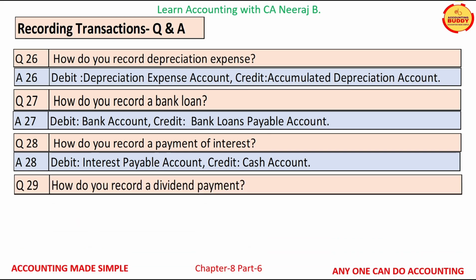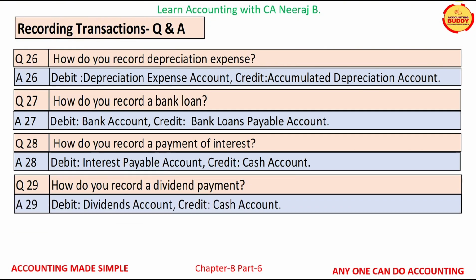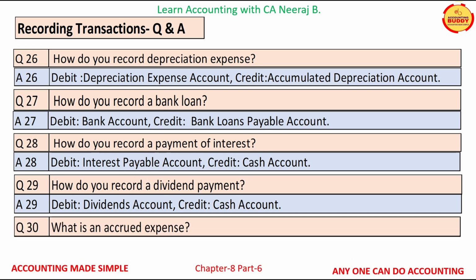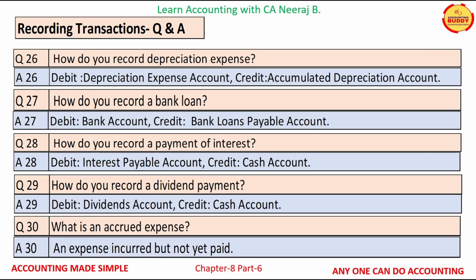Question number 29. How do you record a dividend payment? The answer is debit dividend account and credit cash account. Question number 30. What is an accrued expense? The answer is an expense incurred but not yet paid.